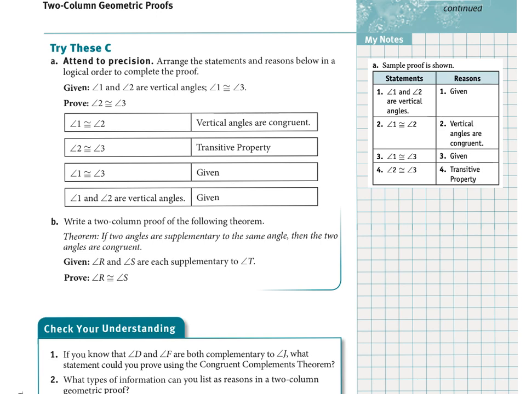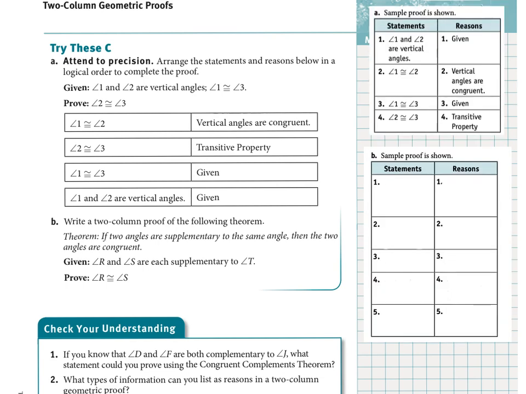So our theorem is: if 2 angles are supplementary to the same angle, then the 2 angles are congruent. Our given pieces of information are that angle R and angle S are supplementary, each supplementary to angle T, and we want to prove that angle R is congruent to angle S. I'm going to start helping you figure out how we can work through this problem, and then I'm going to give you an opportunity to go ahead and finish it.